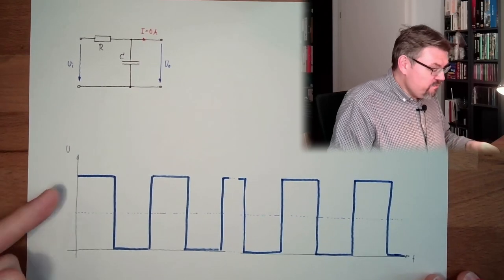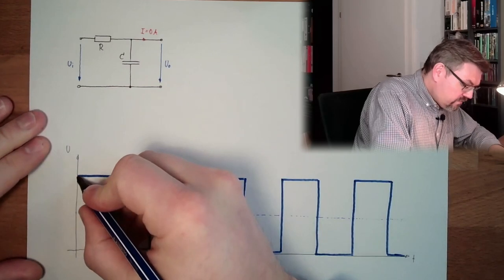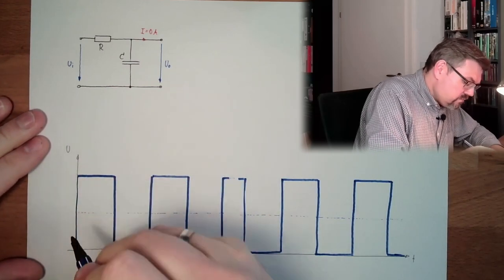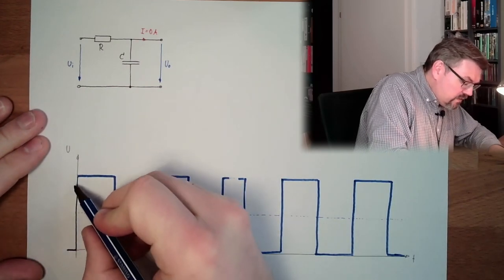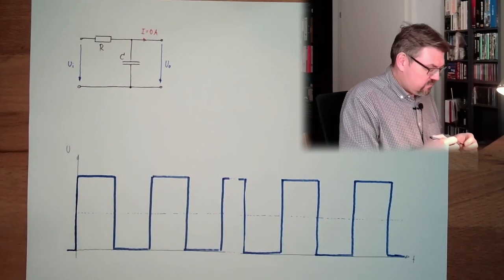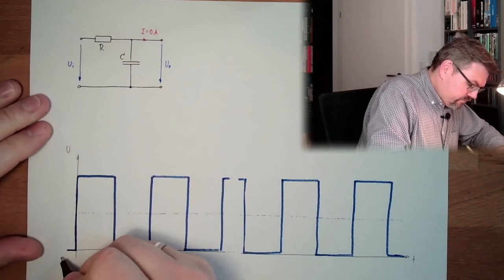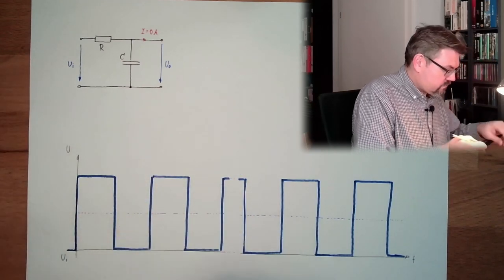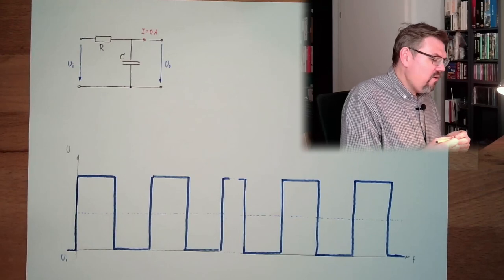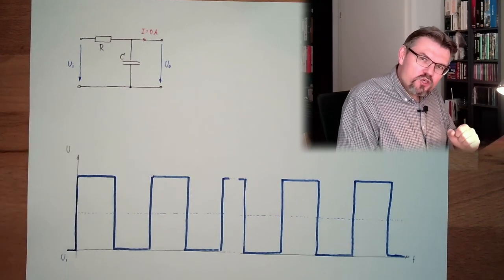And our input voltage should follow this curve here. This is how this shall look like. Okay? So this is our U_I here. And now we know how it looks when we charge, right?